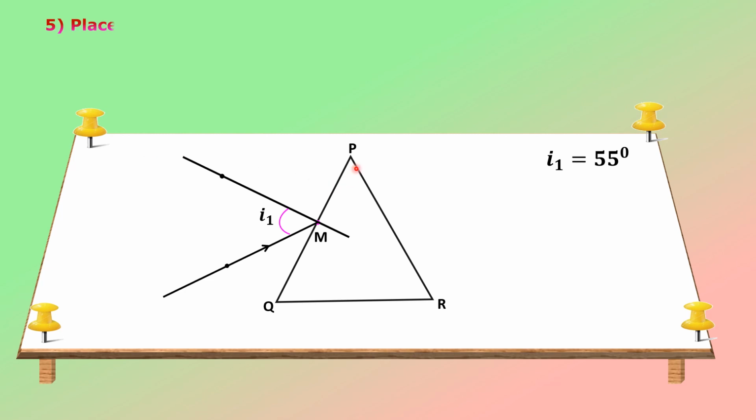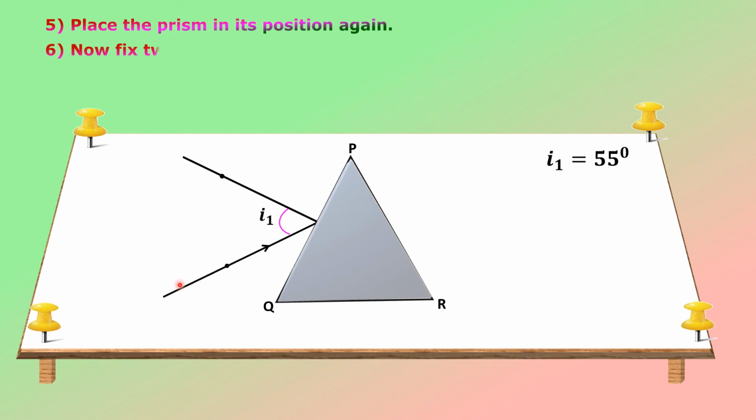Now let us place the prism in its position. Back here again, where prism has been placed in its position. Now let us fix two pins on the incident ray at the 2 points A and B here. Here is one point, here is another point. I am going to fix two pins vertically at the 2 points A and B.